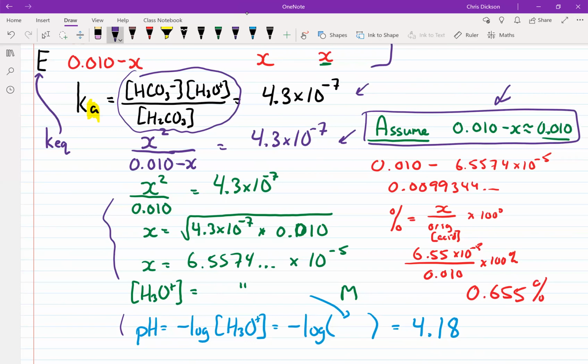So this will be a question on your next test. It would be a different acid. It could be a base maybe.